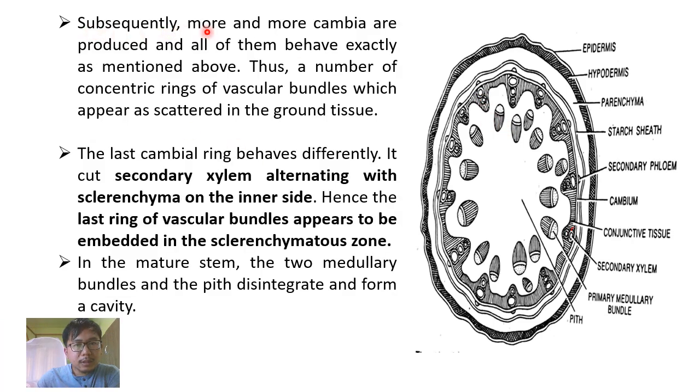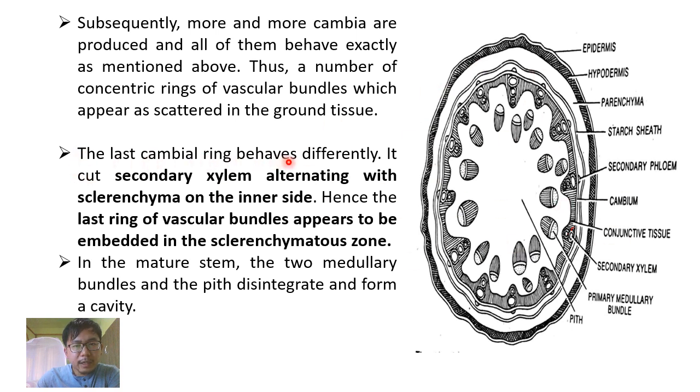So subsequently, more and more cambia are produced, and all of them behave exactly as mentioned above. Thus, a number of concentric rings of vascular bundles are formed, which appear scattered in the ground tissue. So, because of the activities of many cambia, a number of concentric rings will be produced. Concentric means different circles, one circle, another circle.